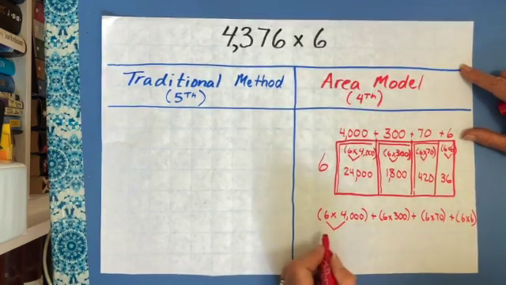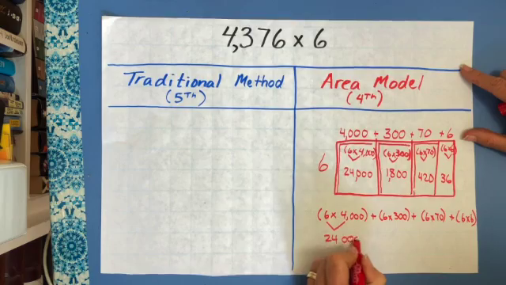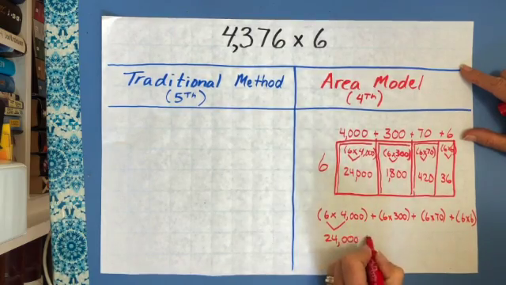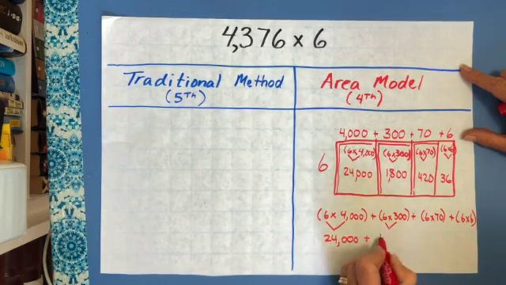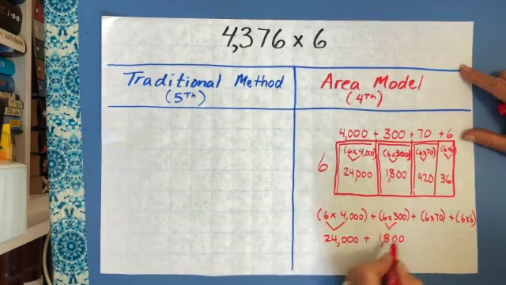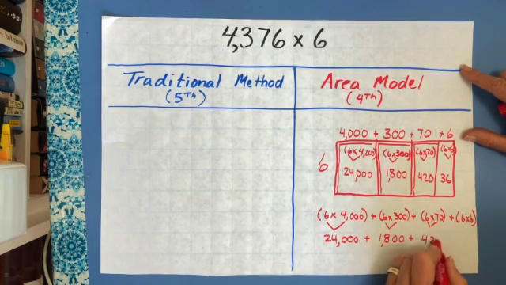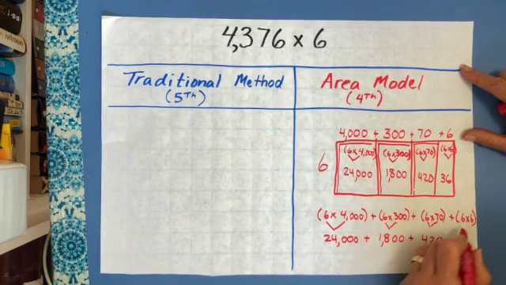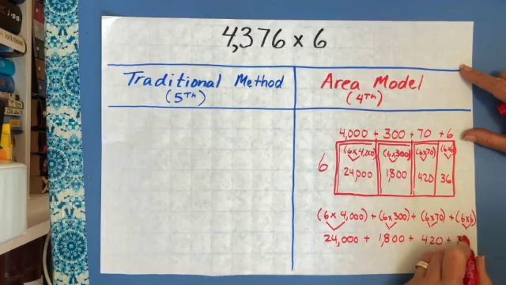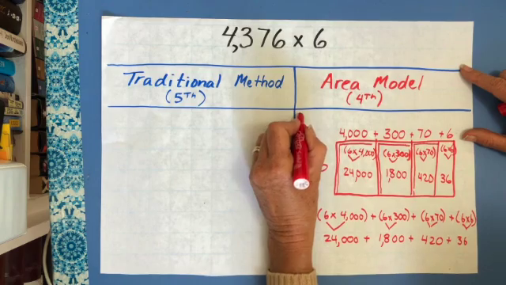So 6 times 4 is 24, and there's 3 zeros. 1, 2, 3, comma. Plus 6 times 3 is 18, and there's 2 zeros. 1, 2, comma. 6 times 7 is equal to 42 plus 1 zero, and 6 times 6 equals 36. Now I have to add all these together, so I'm going to write them up and down.